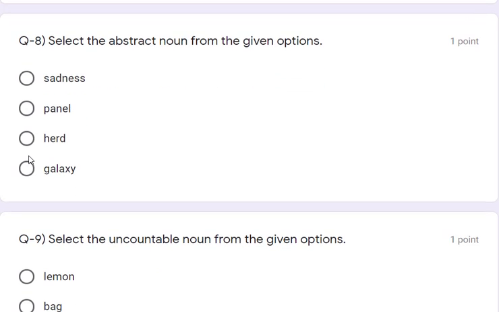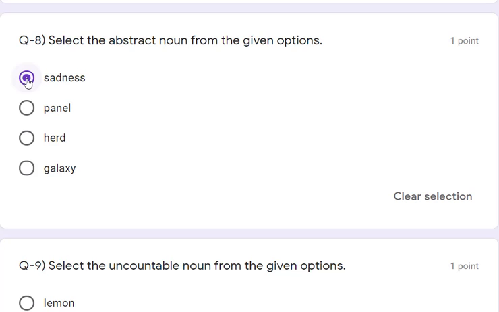Let's see question 8. Select the abstract noun from the given option. Abstract noun shows the qualities of the person. Sadness, panel, herd, galaxy. Panel, herd and galaxy are not abstract nouns. Sadness shows the emotion, right? So that is the correct answer. Sadness is the correct answer.